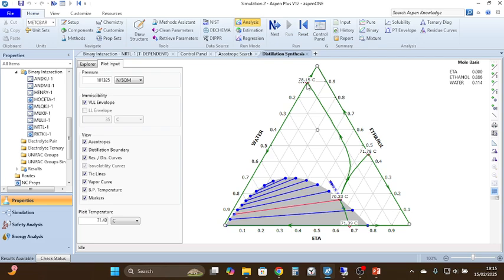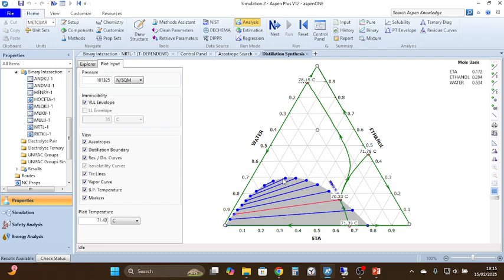Ethanol and water. Yes. So similarly, if this 78.15 is for ethanol and water, this 71.78 is between ETBE and ethanol, and this 71.39 is between ETBE and water.